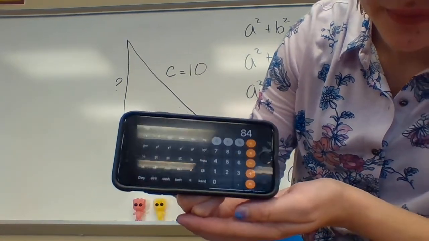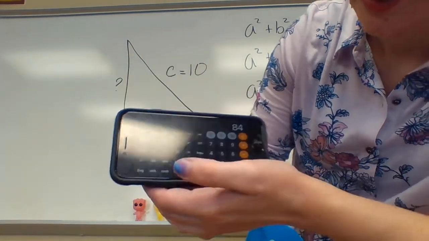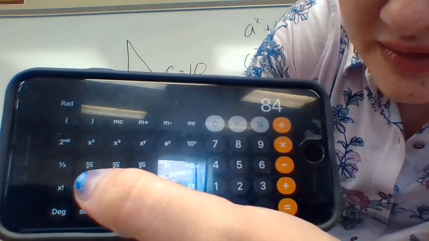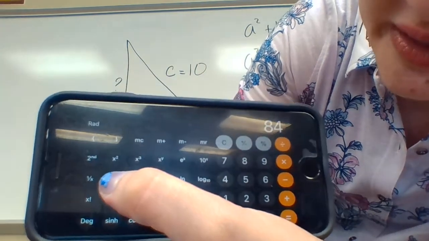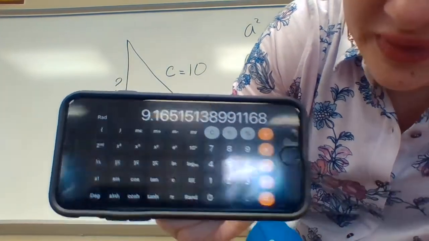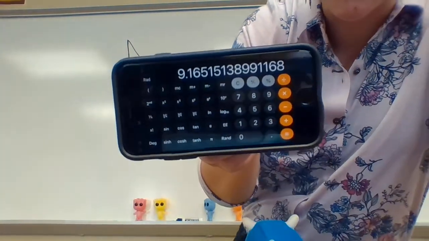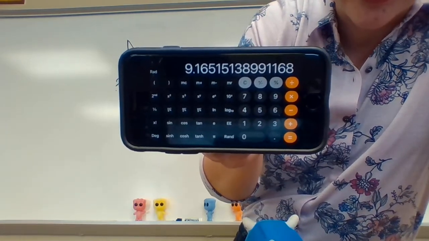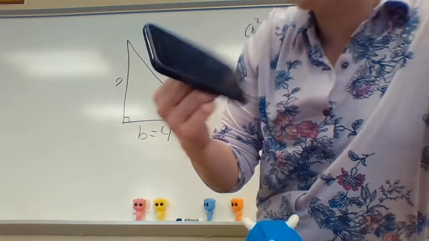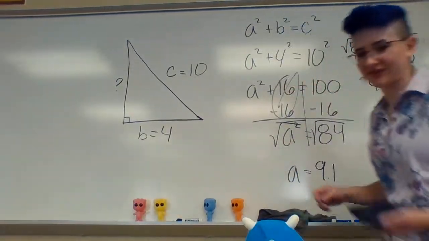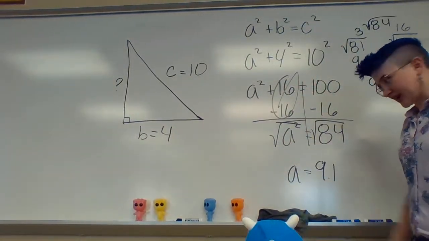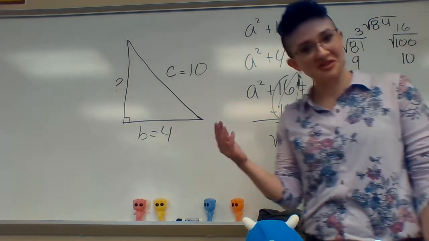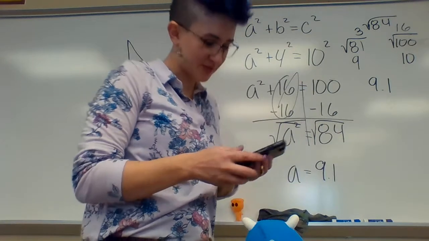And then we're going to take the square root. So, see this square root x? You're going to click on that. And it turns out that the square root of 84 is 9.651538991168. So we actually did really great, guys, with our estimate of 9.1. I mean, we could have gotten a little closer probably with 9.2, but we did really great. Good job, guys. We did awesome.